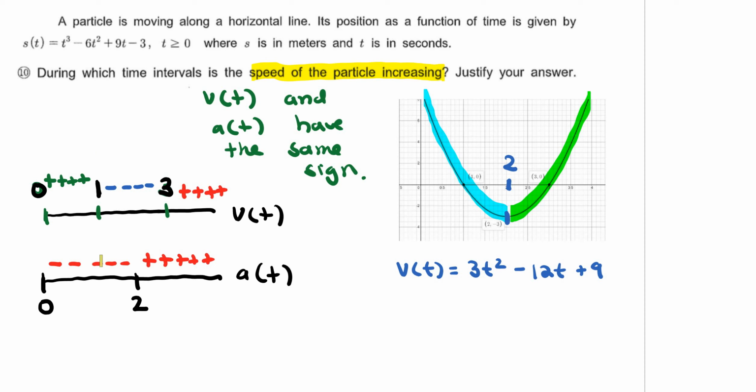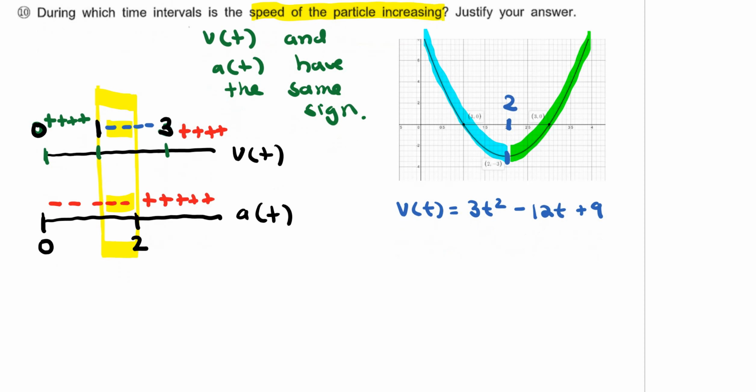And what we can see right here is between 1 and 2, we have the same signs, right? They're both negative, so this is how we get 1 less than t less than 2. And then over here, we have the same sign, so that means t is greater than 3. All right, so that's another way to look at this particular problem and find out which time interval the speed of the particle is increasing, and that happens when v of t and a of t have the same sign.